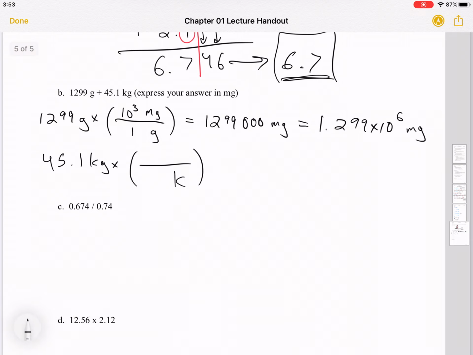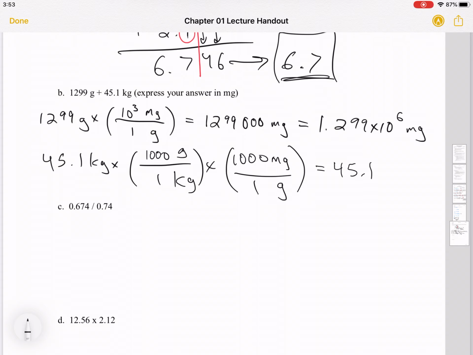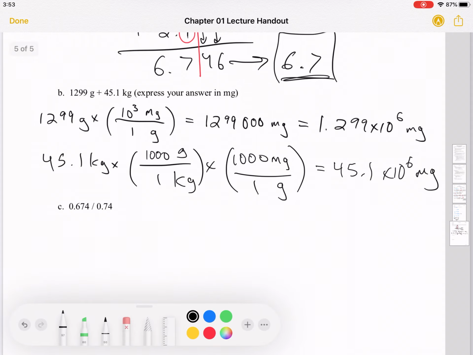So I would like kilograms to go away and milligrams to show up, but I can just do this stepwise. So I can go from kilograms to grams. There's 1,000 grams in a kilogram. You might be able to do this without the intermediate steps. Now I want grams to go away and milligrams to show up. And again, there's 1,000 milligrams per gram. So that's 1,000 twice, which is 45.1 times 10 to the 6 milligrams. Right? There's 10 to the 3 and another 10 to the 3. That's 10 to the 6. Okay, that works out.